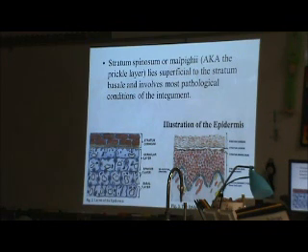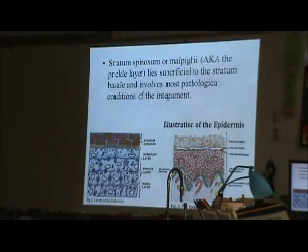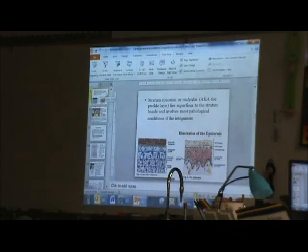So at this point, I typically stop with you and have you now transition into lab, where you start to take a look at these structures in the microscopes. And before we do that, still need that? Yeah. Okay, I'm sorry.